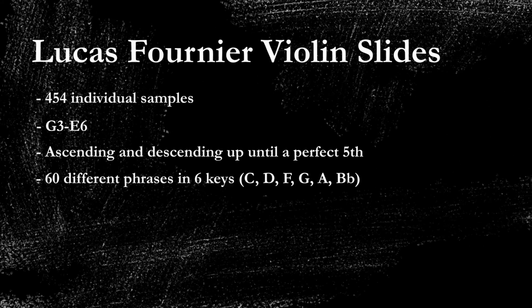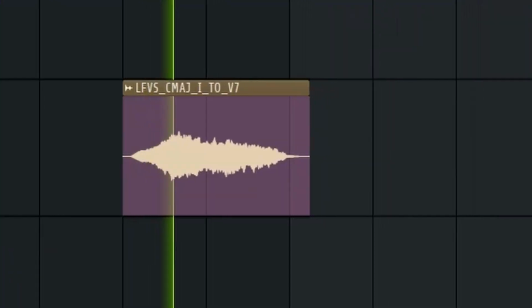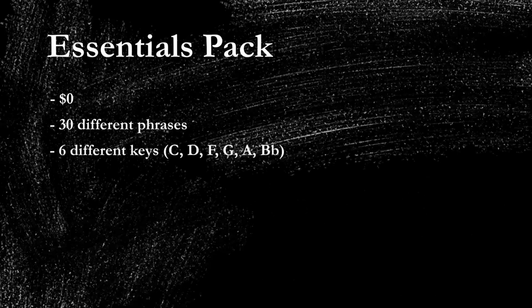And I've done even more of the hard work for you. I've created 60 different phrases in 6 different keys. These phrases are literally chord changes. So for instance, in the key of C, we have the 1 chord to the 5 chord. So as your MIDI strings go from 1 to 5, you layer in that sample and it sounds incredibly realistic. There's also the Essentials pack, which is completely free, that contains 30 different phrases in 6 different keys.